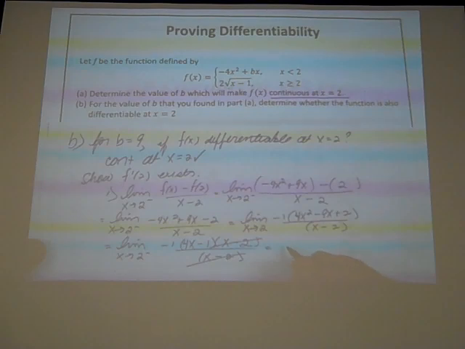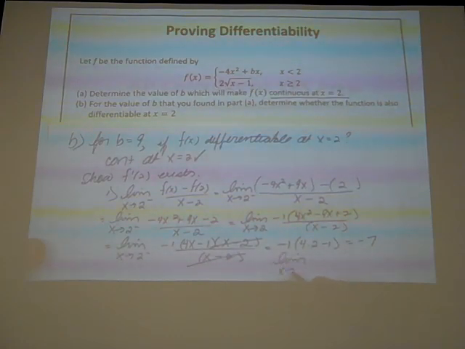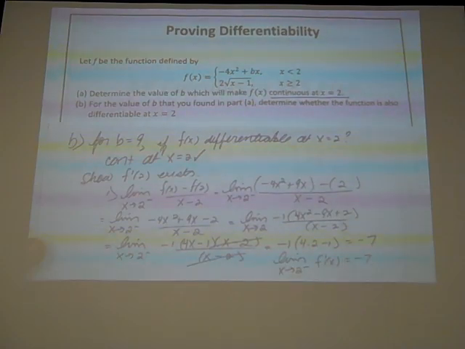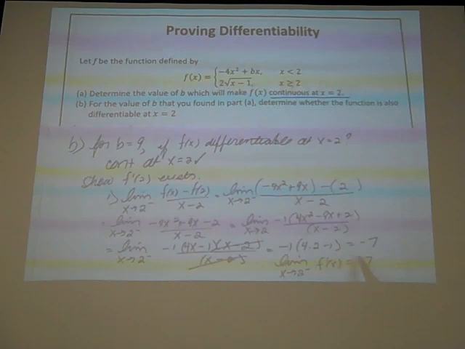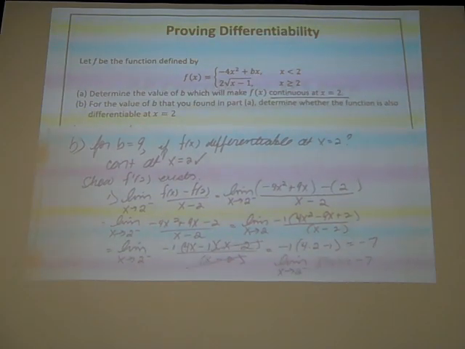The limit as x approaches 2 from the left, negative 1 times parentheses 4 times 2 minus 1, is negative 7. So we can conclude that the limit as x approaches 2 from the left of f prime of x equals negative 7. Now let's be careful. This in and of itself doesn't show me f prime of 2 exists. We have to go further.